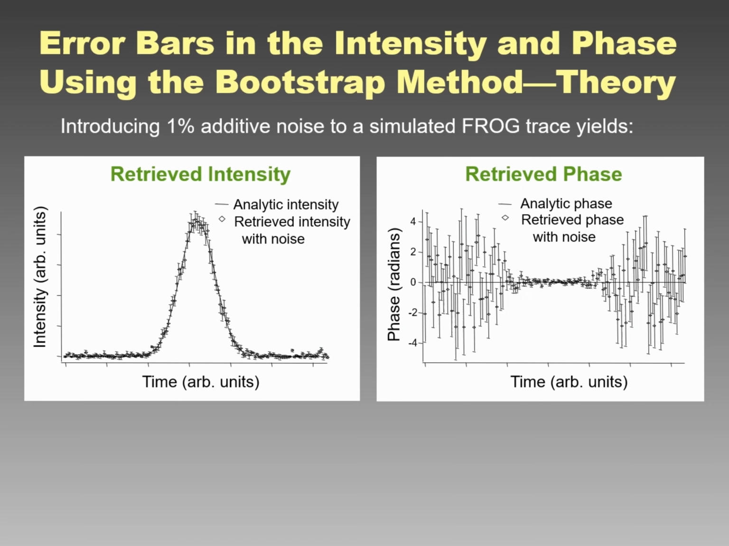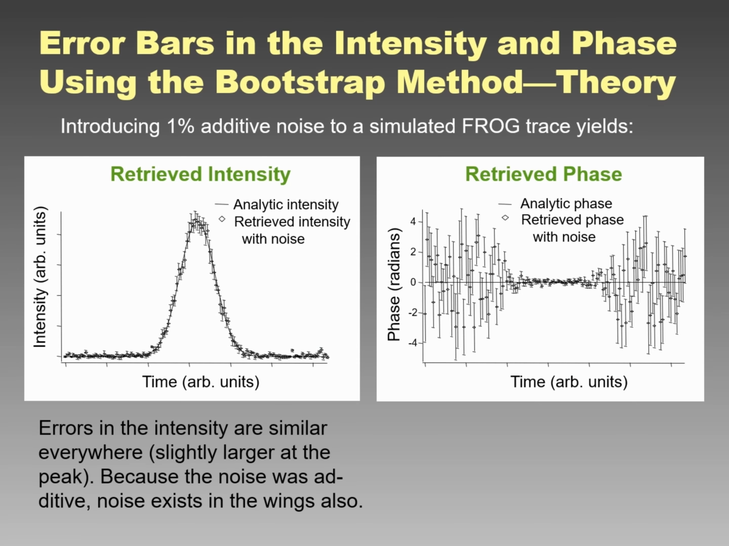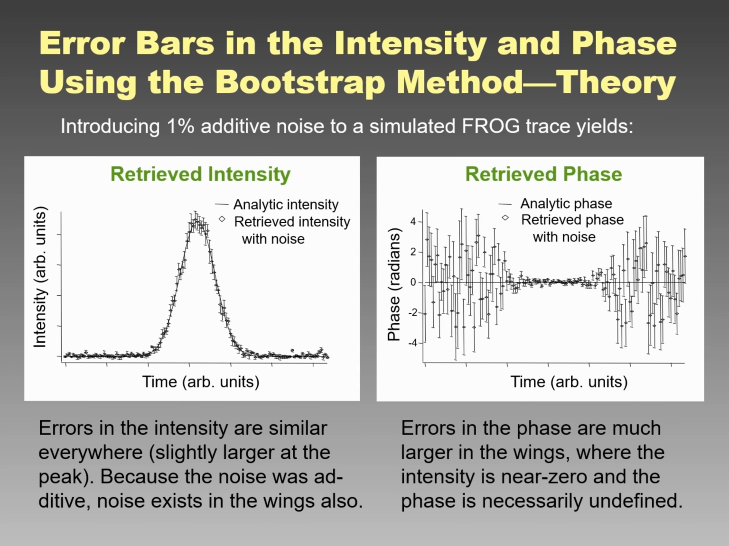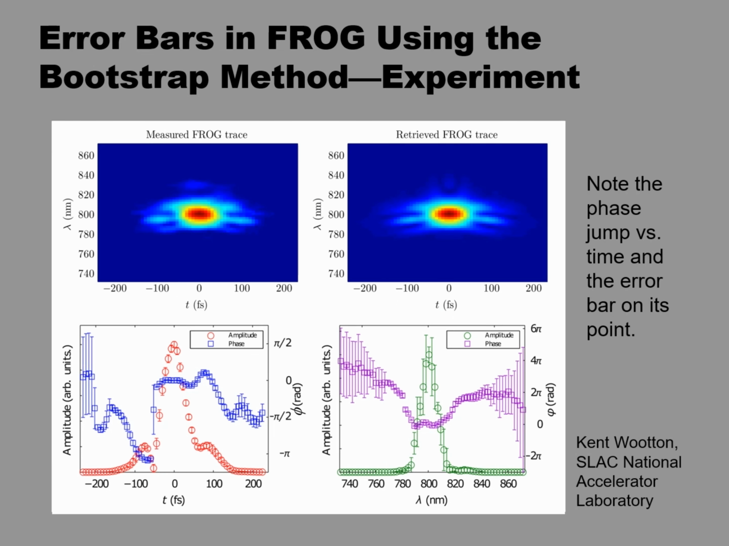Here are the intensity and phase of a simulated pulse whose FROG trace was contaminated with additive noise. Note that the errors are about the same for all intensity points, as they should be. And also note that the errors in the phase are also the same until the points where the intensity is low, where the errors start to increase significantly. This is also as it should be, because when the intensity goes to zero, the phase becomes meaningless, so any measurement of it there is also meaningless. And here's a measured pulse with error bars. Note that the error in the phase near the intentionally introduced phase jump is large, as it should be.